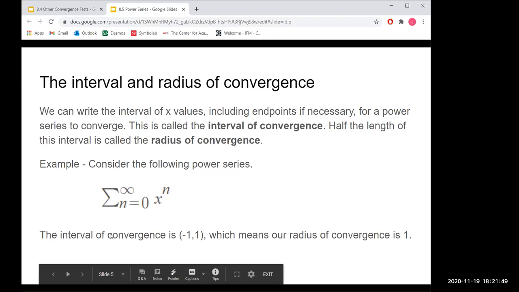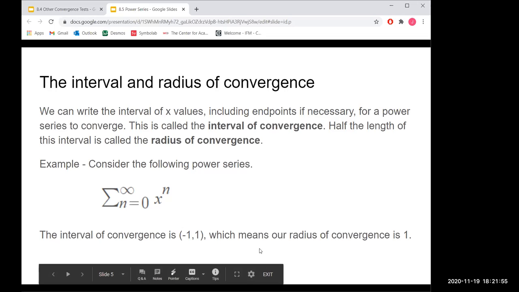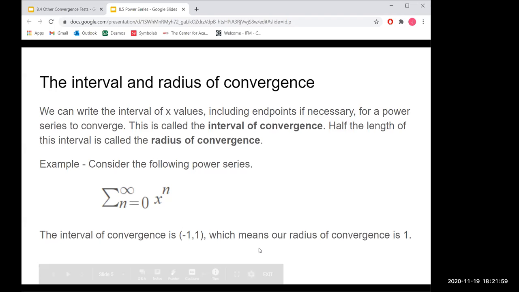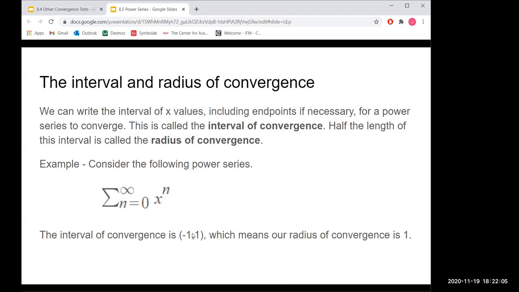So that's the interval of convergence. And then because our interval is from -1 to 1, our radius of convergence is 1, because this interval has a length of 2, and half that length is 1. So radius is 1. Is it clear so far what all these things mean? Does anyone want to ask anything?